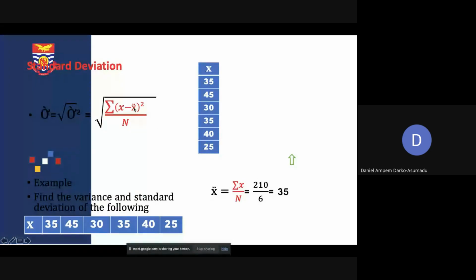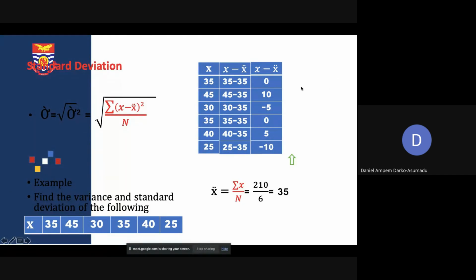Then subtract the mean from the individual scores, as the formula is asking you to do. So 35 minus the mean is 0. 45 minus 35. 30 minus 35. Down to 25 minus 35. When we subtract, we get these values, as you can see.